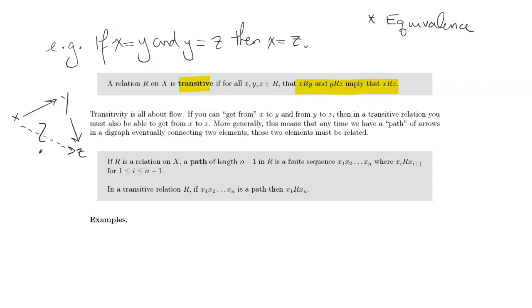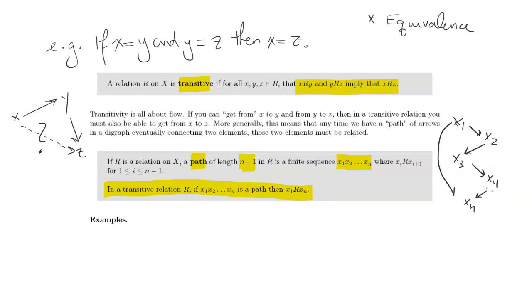We can generalize this idea to the idea of a path. A path in a relation on X of length n minus 1 is a sequence x1, x2, dot, dot, dot, xn, where each element is related to the one after it. So for example, I'll have x1 related to x2, x2 related to x3, x3 related to x4, dot, dot, dot, related to xn. All right, well, if my relation is transitive, then the presence of a path implies that the endpoints are also related. All right, let's see some examples.